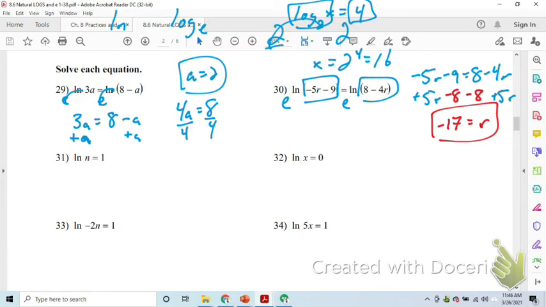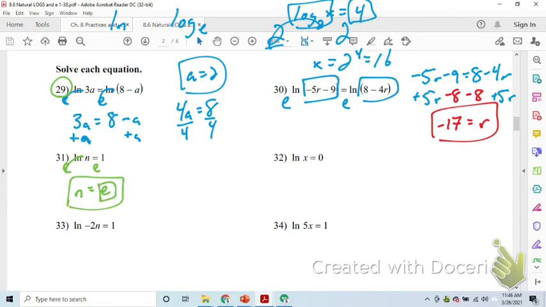Next up, I don't have natural log on both sides, so I do have to do what I did on number 29. I have to make them both exponents on e. When you do that, that goes away. I get n is equal to e to the first power, which will just be e. If you get a number for that, my answer key is just going to have this. It's going to have e as the answer.